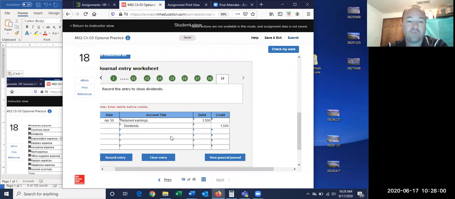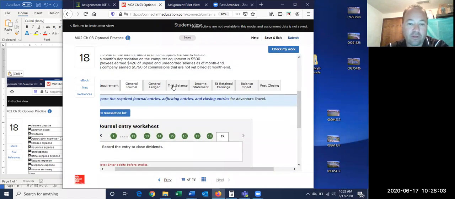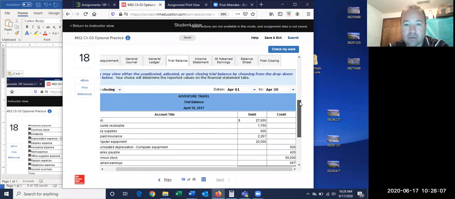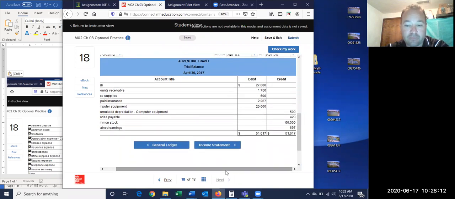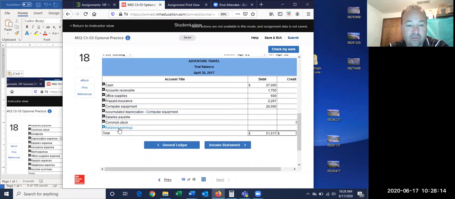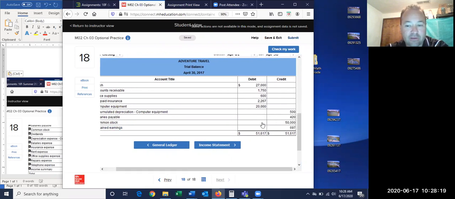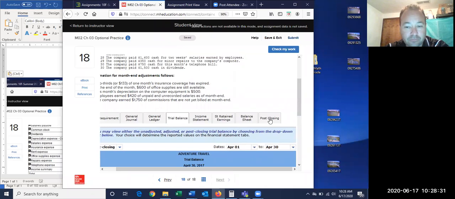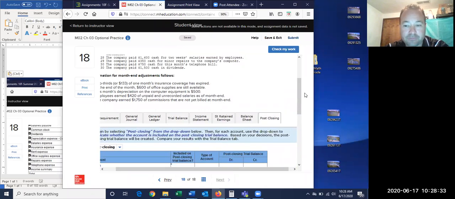So now once I record this entry, I look at my trial balance. It's not going to have any revenue, any expenses, any dividends, or any income summary. Everything has been funneled into this one account, retained earnings. And 697, that number rings a bell. I remember that being my ending retained earnings for the balance sheet. So that tells me I did everything correctly.